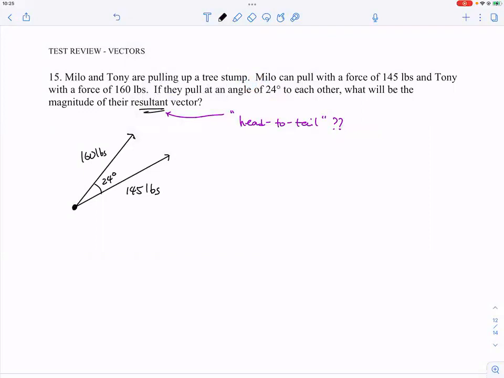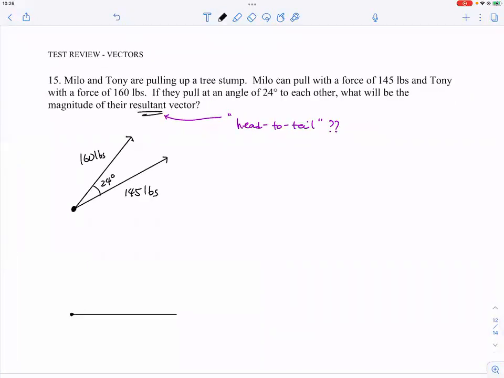Let me go ahead and move the vectors. Actually, let me do it this way. Let me make the first one horizontal. The next one is slanted like this: 145 pounds, 160 pounds. Now I'm going to move the 160 pounds right here.